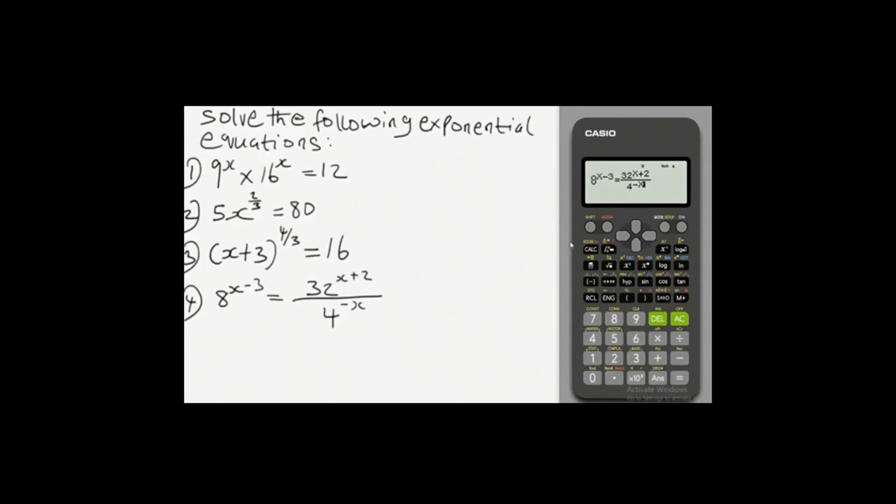Let's press shift calc now to solve this problem we have. Assign x to be 0. Press equal to. So it's solving it for us. Alright, so we have x is what? Minus 4.75. That's the answer to this question.